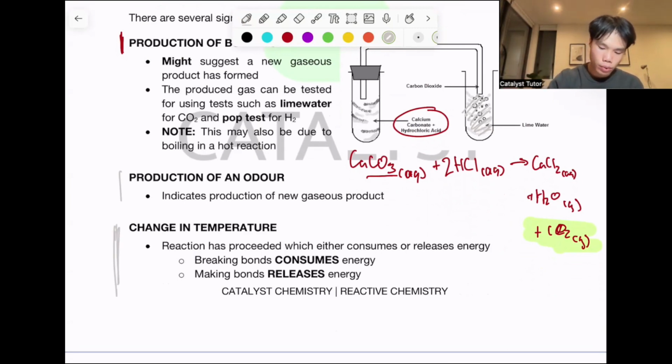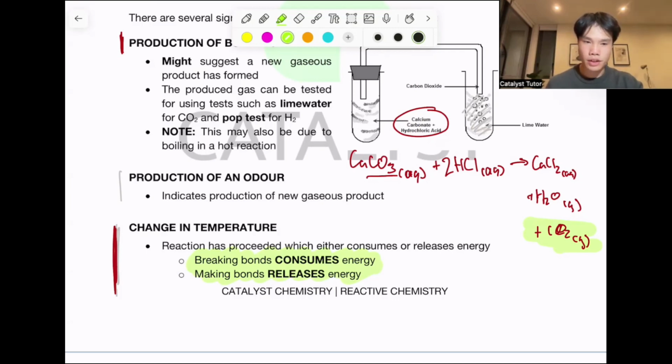Change in temperature is a pretty good one. A change in temperature just from a reaction oftentimes is a pretty good sign that there's breaking and making of bonds. And I want to introduce the concept of breaking bonds, consuming energy, and making bonds releases energy. This is a concept that will stay true until the end of HSC.